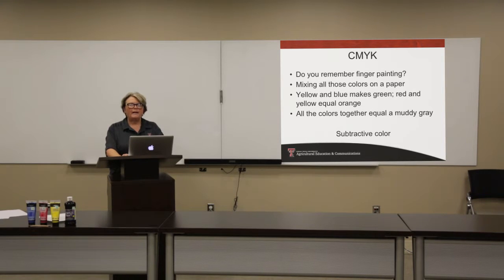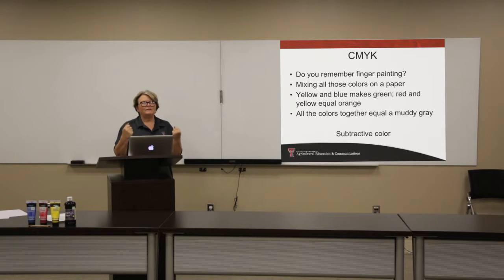Do you remember finger painting when you were in elementary school? That was really fun, right? And you got to mix all those colors on the paper. You had yellow and blue making green and red and yellow making orange. And all the colors together did what? You got a big muddy mess, didn't you? So what that means is it's subtractive color. Remember, RGB was additive color. The more you add, the lighter it gets. In CMYK, it's the opposite. The less you have, the lighter it is.